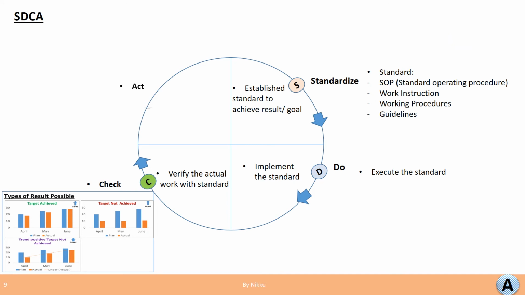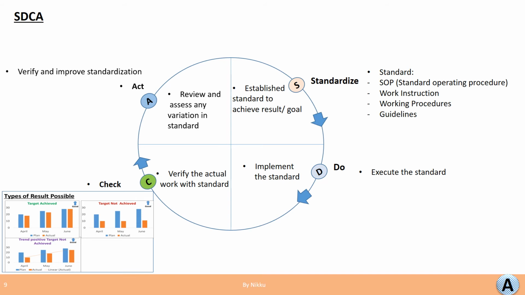The next phase is A, act. Here we are reviewing and assessing any variation in the standard. That means in the act phase we are verifying and improving the standardization based on the result achieved in the previous phase, that is C, check. So based on the output of the check phase, we are verifying and improving the standardization in the act phase.